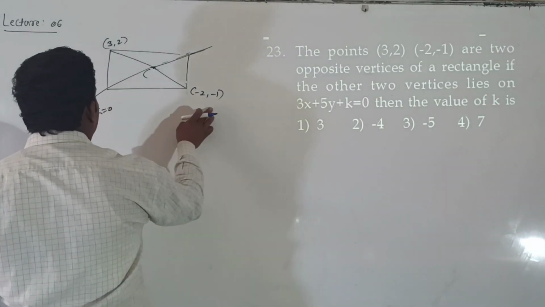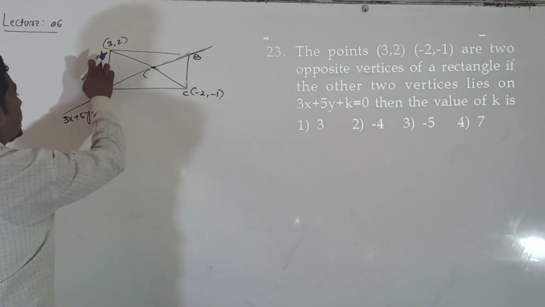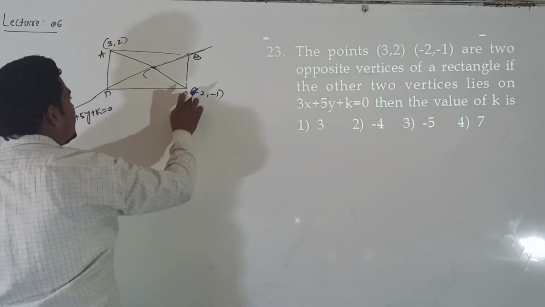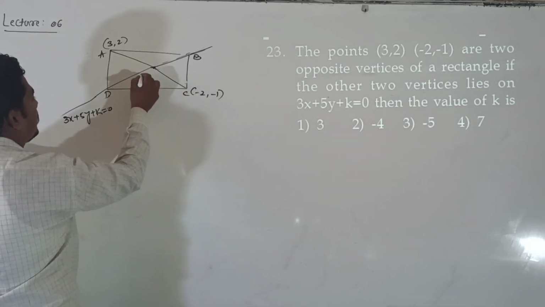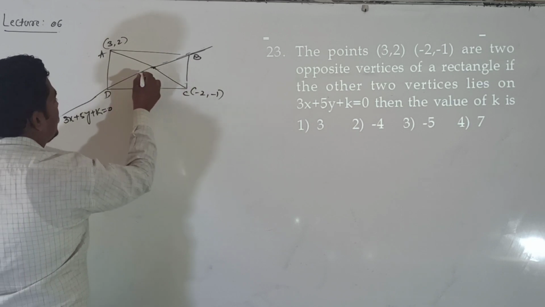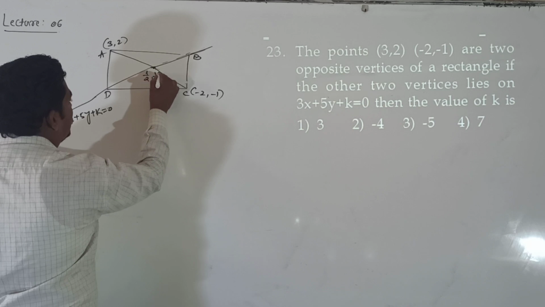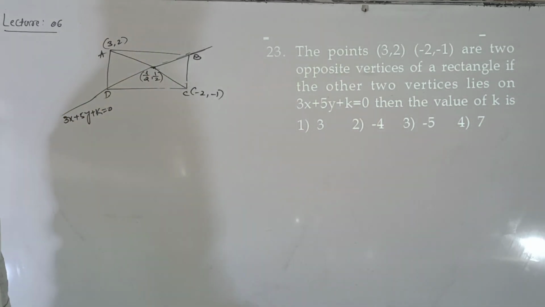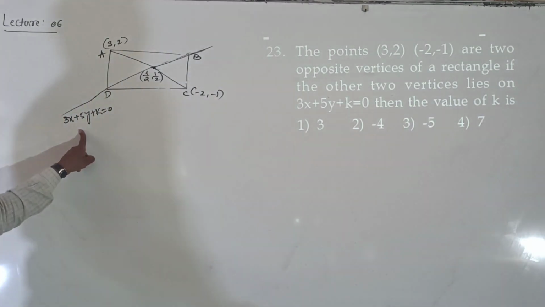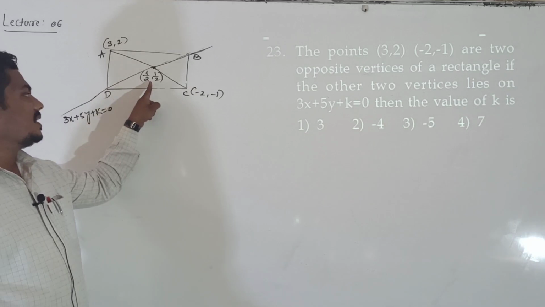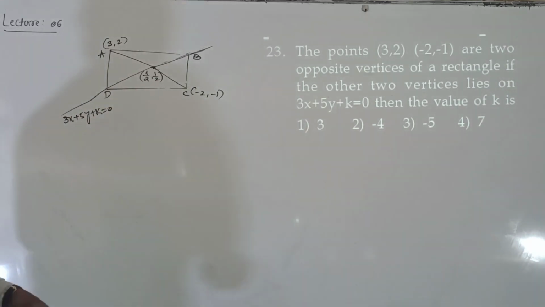By using the midpoint formula, suppose the vertices are A, B, C and D. The midpoint of diagonal AC is the same as the midpoint of diagonal BD. Just by using the midpoint formula, 3 minus 2 divided by 2 means 1 by 2, and 2 minus 1 divided by 2 is also 1 by 2. Now we get the midpoint of diagonal BD, meaning diagonal BD passes through the point (1 by 2, 1 by 2), whose equation is 3x plus 5y plus k equal to 0.